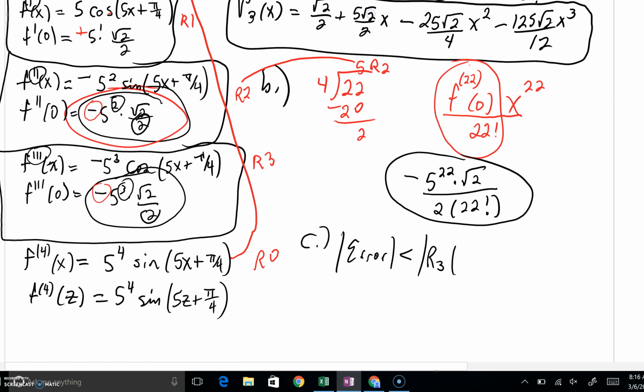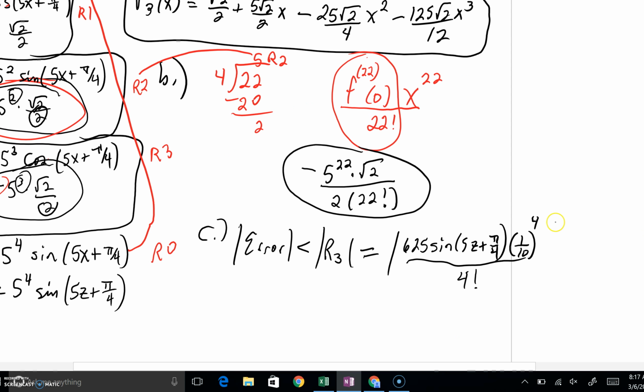So what we'll have here is plain and simply, this is 625 sine of 5z plus pi over 4. And then we'll have our x, which is going to be 1/10. This is 1/10 to the 4th. And we're going to say this is all over 4 factorial. Well, here's something that you need to know. z is greater than 0, but it's less than 1/10.